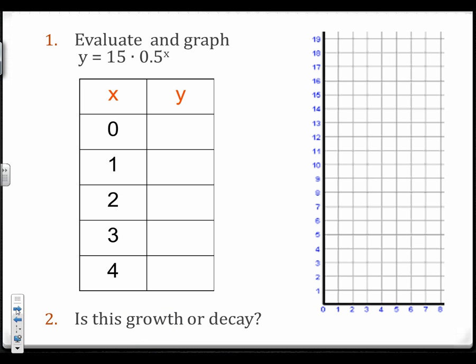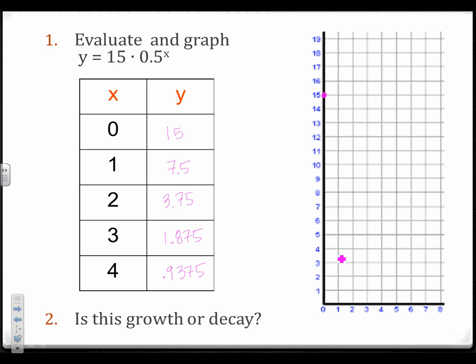Now, what if I look at the next example that we have, 15 times 0.5 to the x. If I put in 0, anything to the 0 is 1, so I'm going to have 15. And if I put in 1, I'm going to get 7.5. If I put in 2, I'm going to get 3.75. If I put in 3, I'm going to get 1.875. And if I put in 4, I'm going to get 0.9375. So hopefully you can see, well, we'll just go ahead and plot it. At 0, I started with 15.